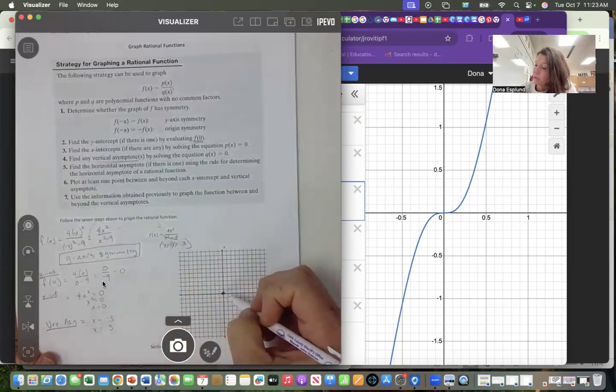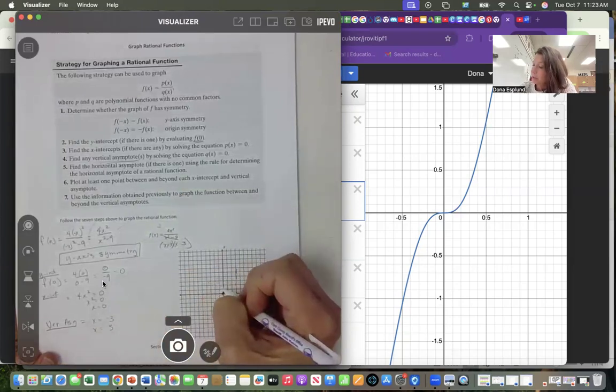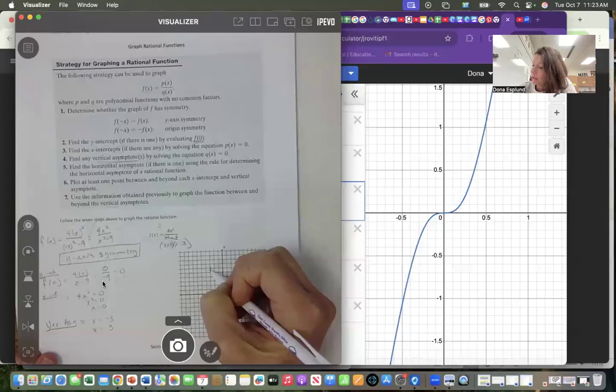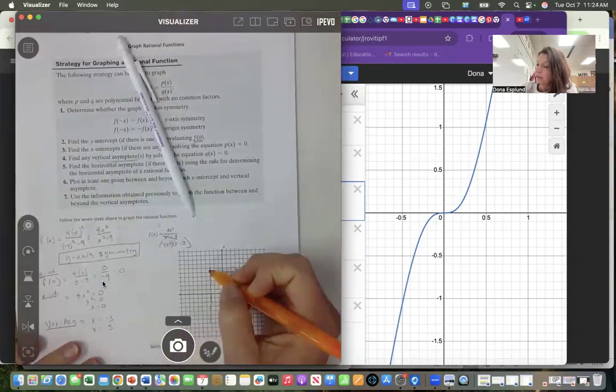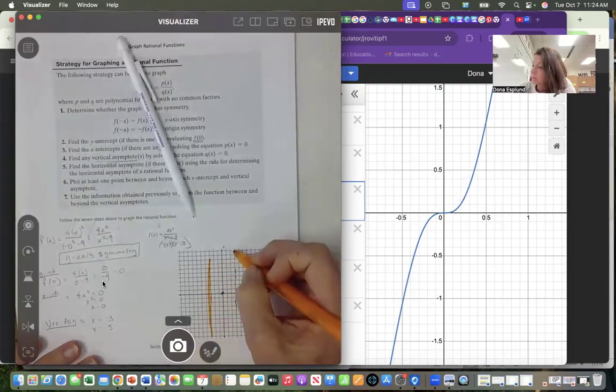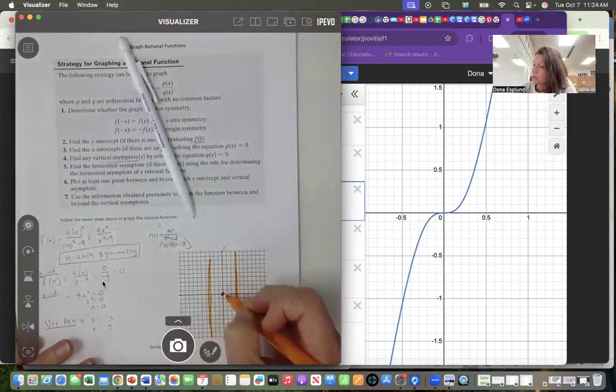So I'm going to go ahead and plot those in. 1, 2, 3. I'm going to put the line there. I'm going to go 1, 2, 3. I'm going to put another line there. Okay, and so I know that I have those as my vertical asymptotes. Plus I have this point (0, 0).